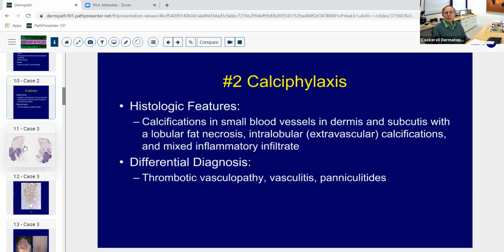So it basically is a manifestation of thrombotic vasculopathy. It's associated with protein C and protein S deficiency when you get this. The calcification may actually cause the vascular compromise itself, but it's usually associated with some thrombotic changes also in addition to the calcification.